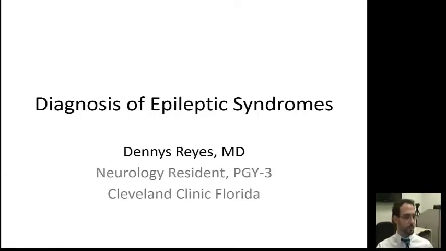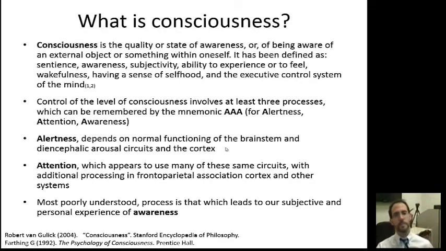We want to go to the first slide. For the first slide, I think we should talk about what is consciousness. It's just the basic concept, and it's pretty much defined as the quality or state of awareness, or of being aware of an external object or something within oneself. It has been previously defined as sentience, awareness, subjectivity, ability to experience or to feel. And it's pretty much composed of three main features, which are alertness, attention, and awareness.